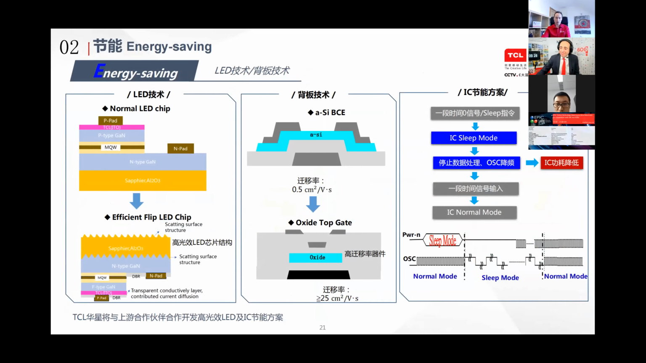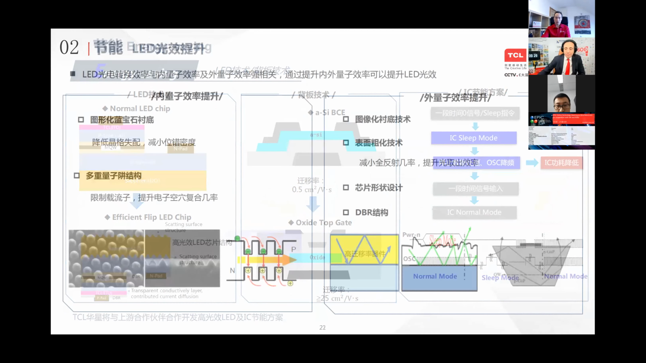And another part is the energy saving. We're going to consider 3 things. The first is LED luminance efficiency. Second is the transfer efficiency, and also the migration ratio of the back panel technology. Third is the IC energy saving plan, and then reduce energy consumption as a whole. Currently speaking, there is about 1,000 kilowatt hours per square meter. So very, very high energy consumption. So we need to do further adjustment in the future.